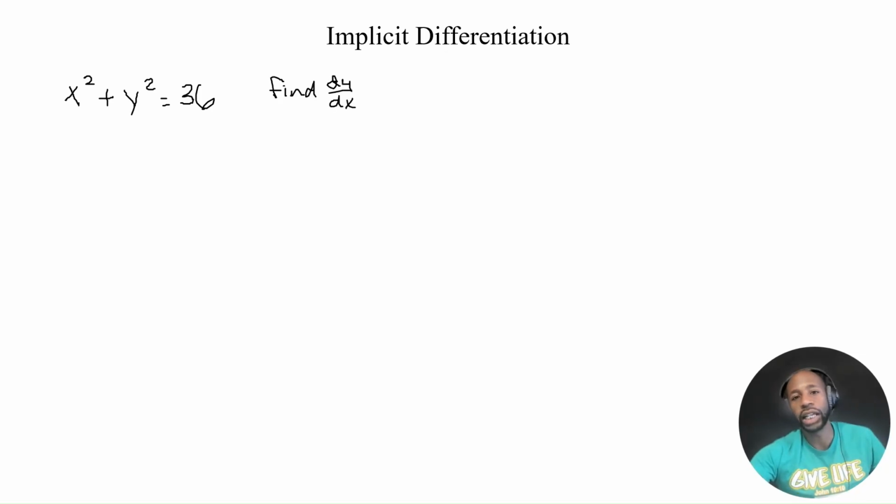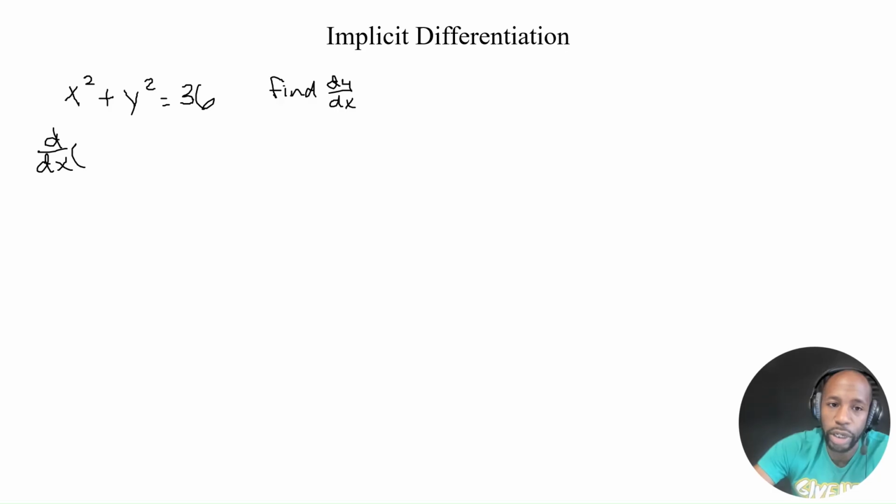Okay, so just like I said, the first step is going to be to differentiate with respect to x. Now this is where you also have to remember the chain rule, so we'll talk about it as we go. So you're going to take the derivative of both sides with respect to x. So this looks like this: d/dx of x squared plus y squared equals the derivative with respect to x of 36.